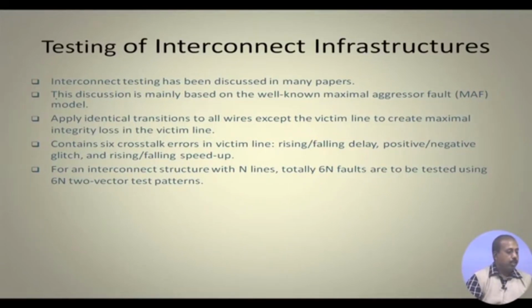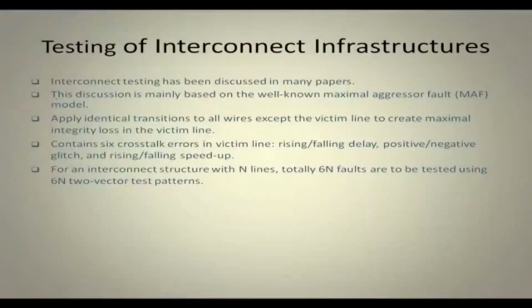It contains 6 crosstalk errors in the victim line: rising and falling delay, positive and negative glitch, and rising and falling speed-up. Basically, for rising and falling delay, as we have seen, all the aggressors are at some voltage level, logic high, and the victim is going to make a transition from 1 to 0.